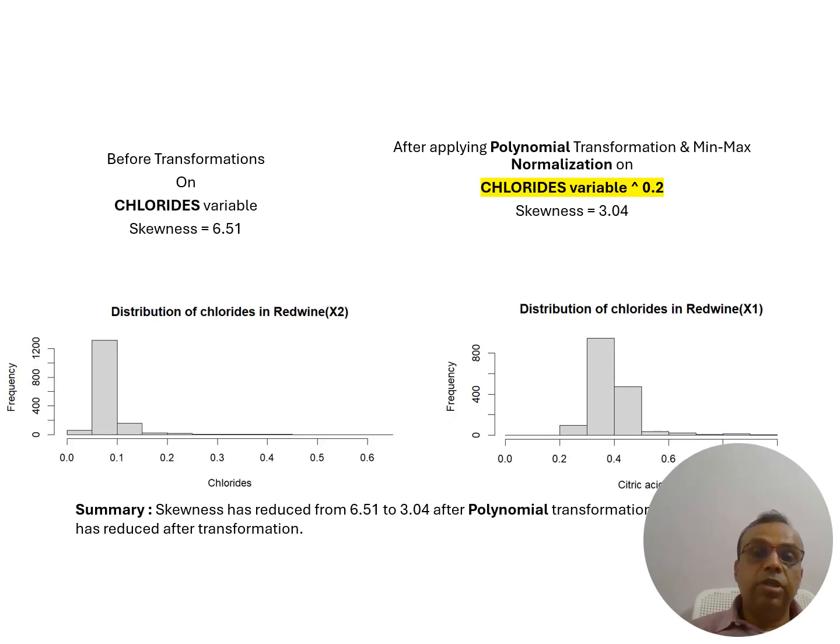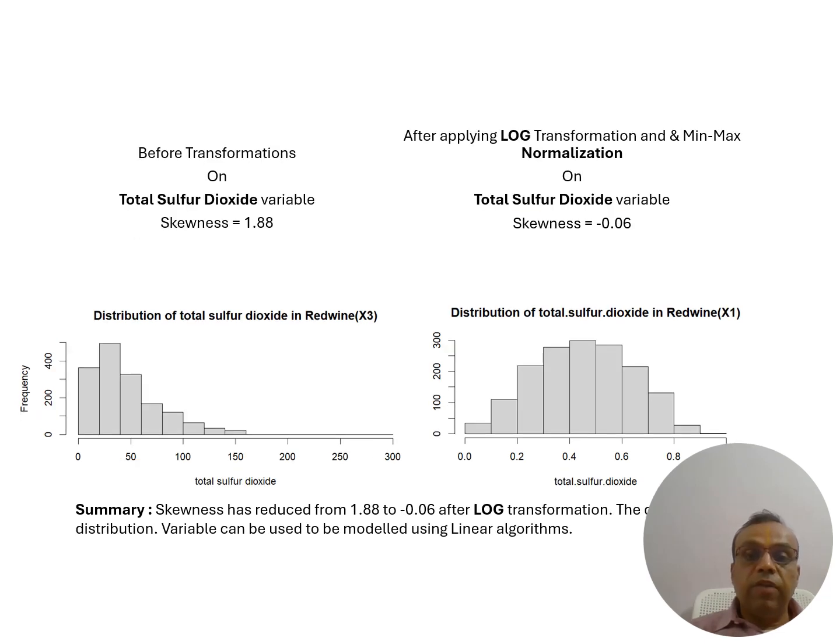Similarly, for chlorides, the skewness was very high, 6.51, positively skewed. After applying a power transformation, that is to the power of 0.2, the skewness has reduced to 3.04. I would still say the skewness is high, but we can go with this. For sulfur dioxide, the skewness has significantly reduced from being highly positively skewed to a normal distribution. It has come down from 1.88 to minus 0.06, and this is after the log transformation.